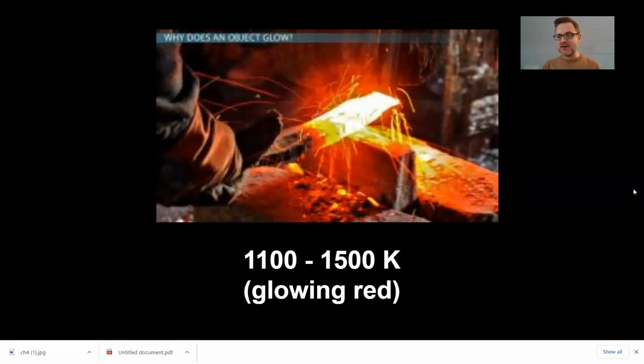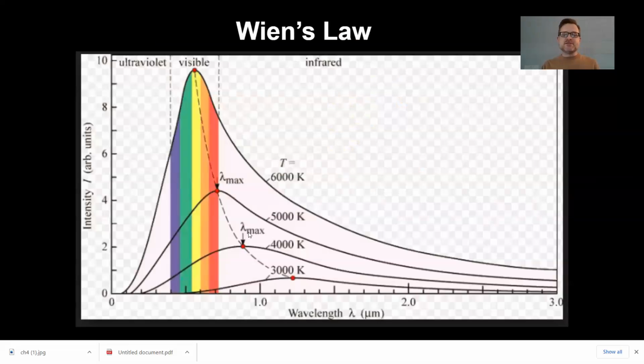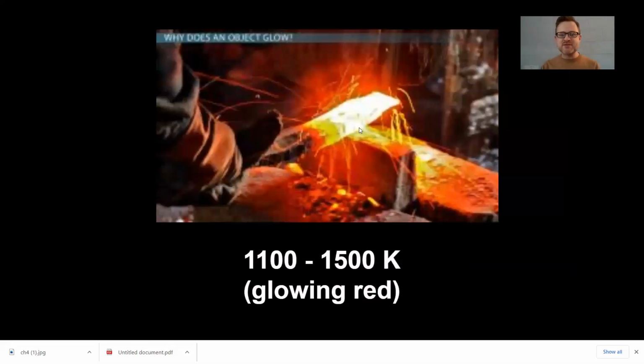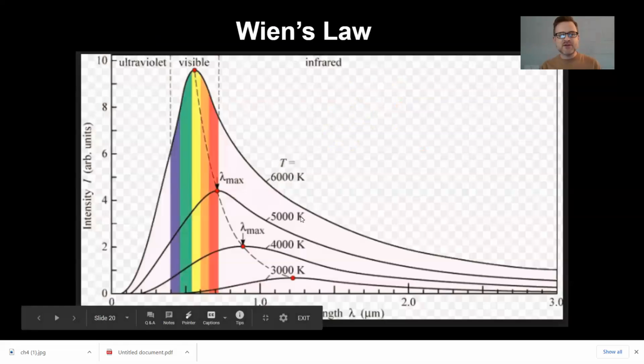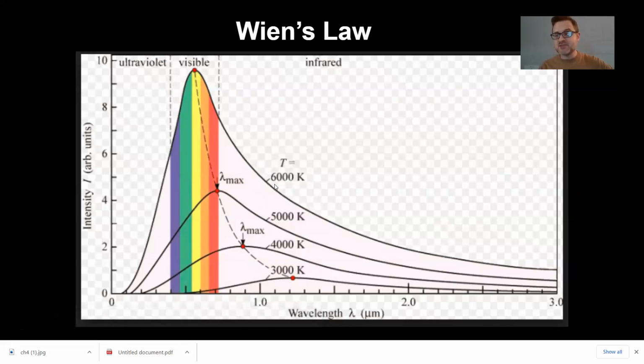If your textbook is red, it reflects red, but it emits infrared based upon its temperature. So this is a very famous schematic of Wien's Law. So let's go back. Let's say that this piece of metal is 1500 Kelvin. Each of these peaks is a temperature. So this is the peak for 6000 Kelvin, which is about the sun's surface.